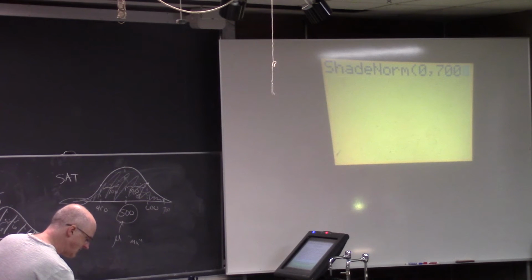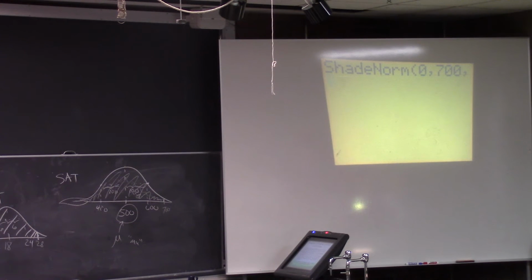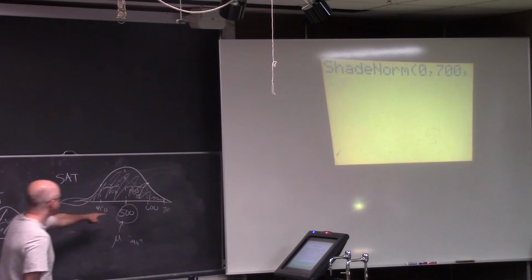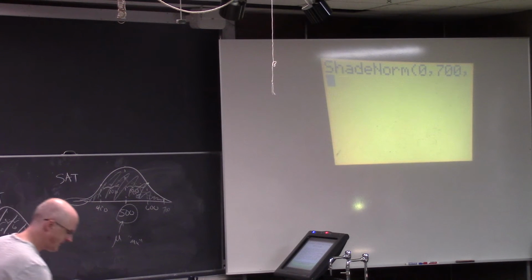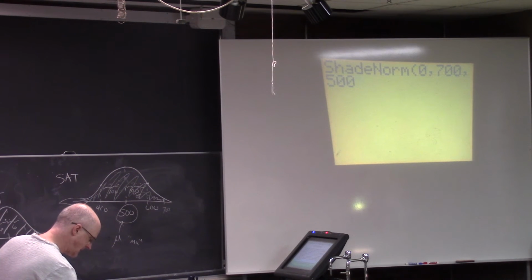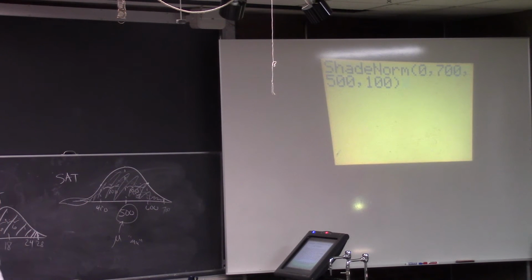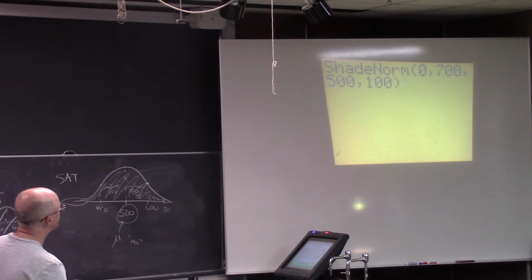Then you put another comma. You put the mean of this distribution, which is 500. Then a comma and the standard deviation. 500, comma, 100. And again, the window, I'm not sure it's going to be the best graph, but let's just see what happens. Enter this now as is.